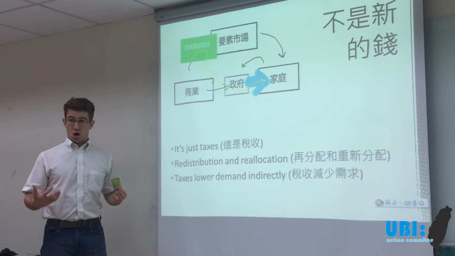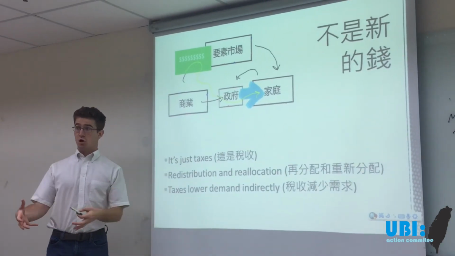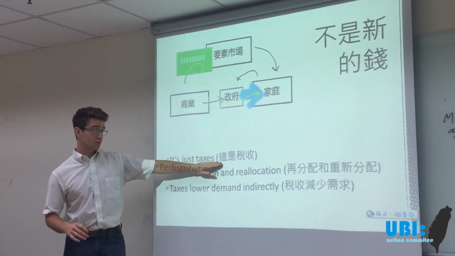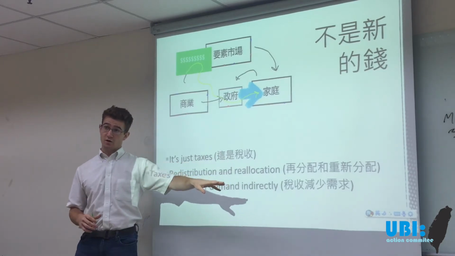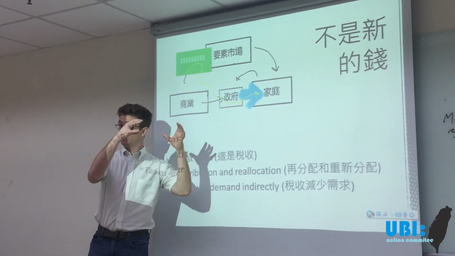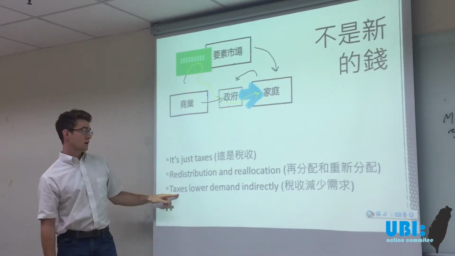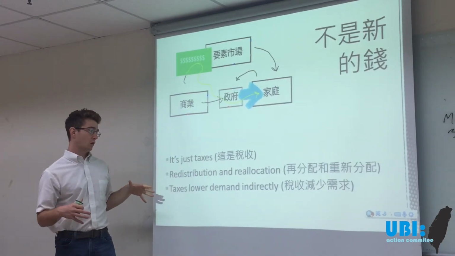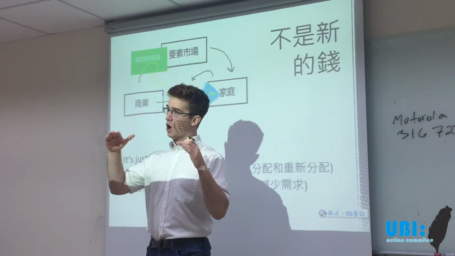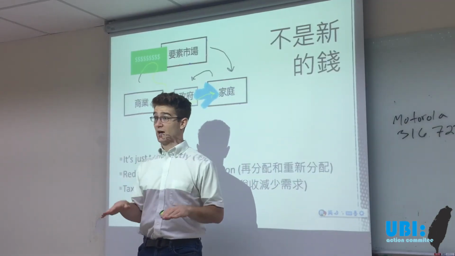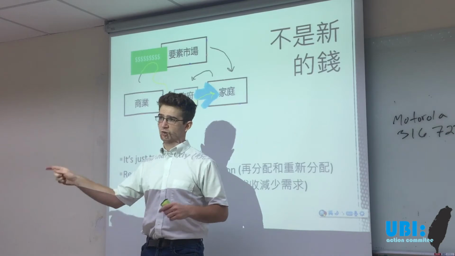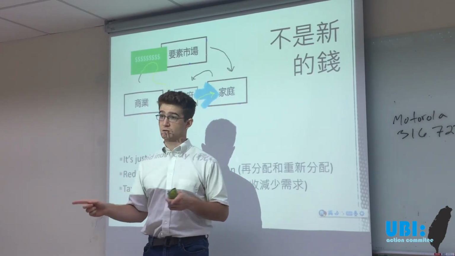But in this case, we're not actually talking about creating money because, first of all, it's largely just taxes is how this is going to be funded. This money is just being moved from one spot in the economy to another spot in the economy. These taxes actually lower the demand for some goods. So the total demand in the economy remains about the same, but the demand for different types of goods changes because of redistributing money.